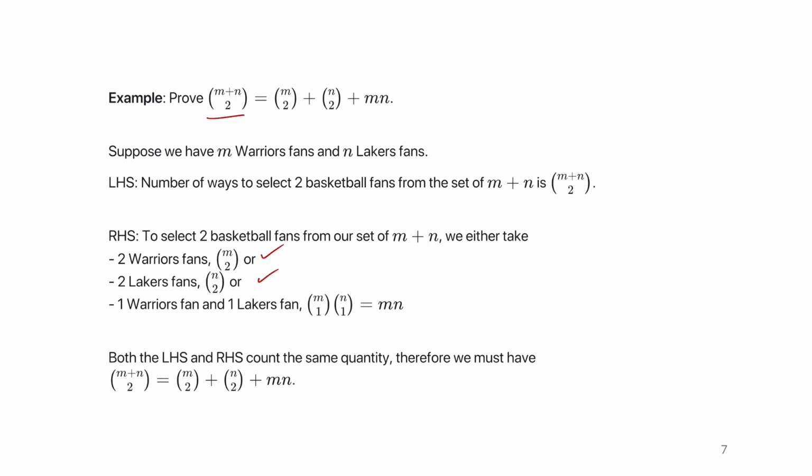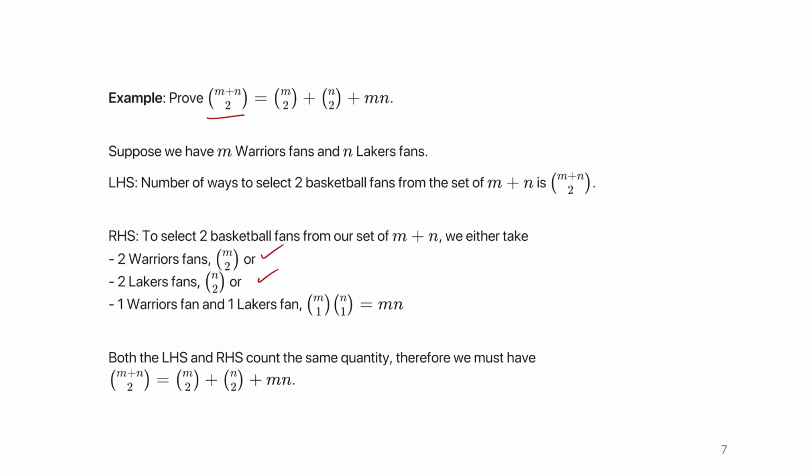How many ways can we select 1 Warriors fan? Well, that's m choose 1. And how many ways can we select 1 Lakers fan? That's n choose 1. So that gives us m times n. And since these are 3 separate cases, they're disjoint cases, right? There's no way you could overlap between any of these cases. We just add them to get the total number of ways we can select 2 of our basketball players.